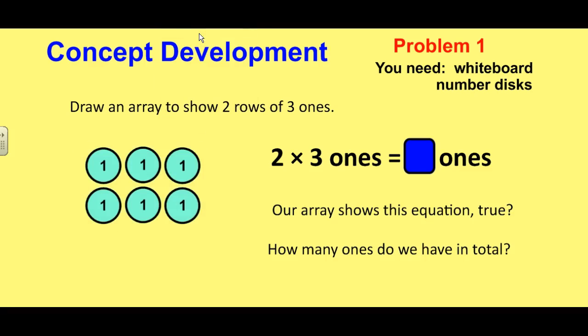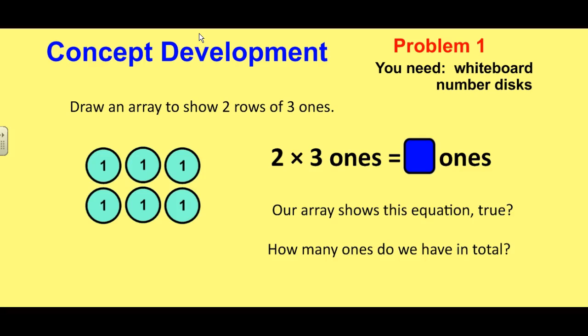Okay, this is what I was looking for, and I know probably on your array you didn't have the ones in each circle, but that's what it meant by 2 rows of 3 ones. So in your array, on your circles, write 1 in each circle, so that way you know that we're just talking about ones here. Each circle represents 1. Each circle doesn't represent 10 or 20. So please write 1 in each circle.